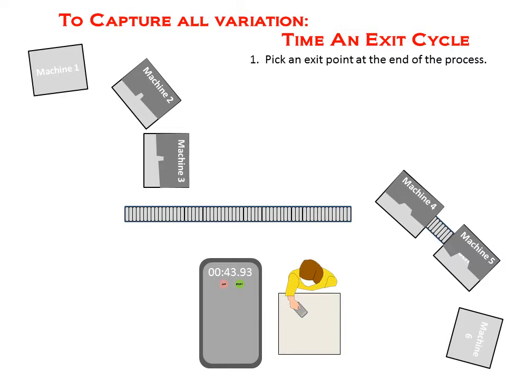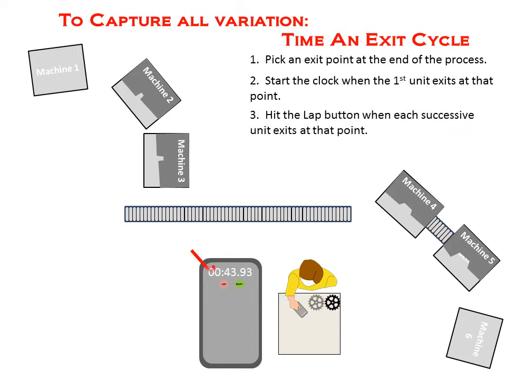Next, stay at that point and wait for the next unit to reach that exit point. Using a stopwatch or app on your phone, start the clock when the unit passes that point. Hit the lap button every time successive units pass that point. If there are short interruptions in the flow of the units, don't stop timing. Capturing the length and timing of those interruptions in your process will provide the data you need to see how the process operates in real time.